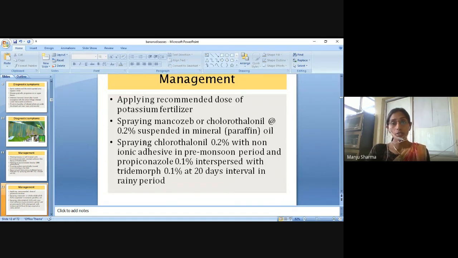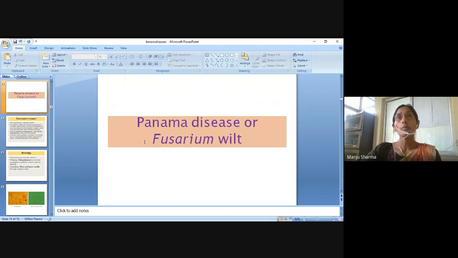Then spray mancozeb or chlorothalonil 0.2% suspended in mineral or paraffin oil. Spray chlorothalonil 0.2% with a non-ionic adhesive in the pre-monsoon period, and propiconazole 0.1% interspersed with tridemorph 0.1% at 20 days interval in the rainy period. So this is all about the Sigatoka disease of banana, yellow Sigatoka and black Sigatoka disease.